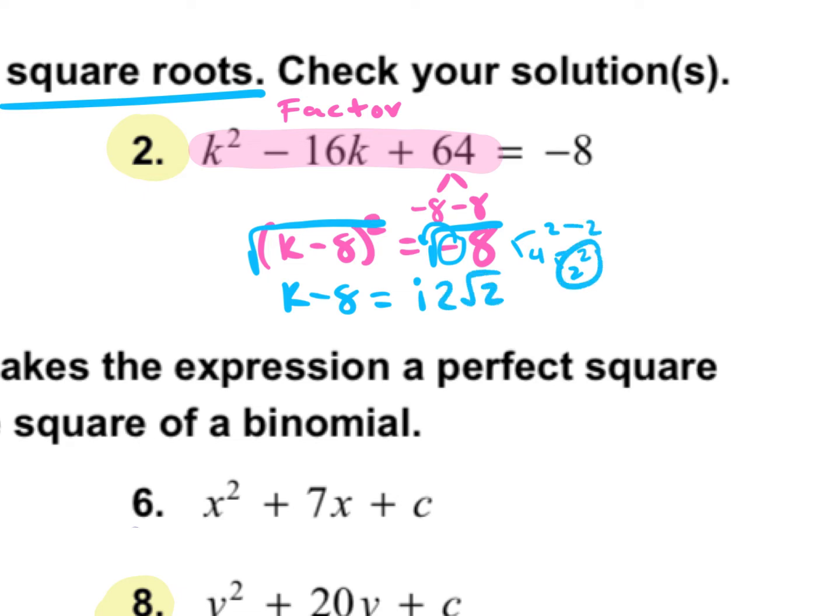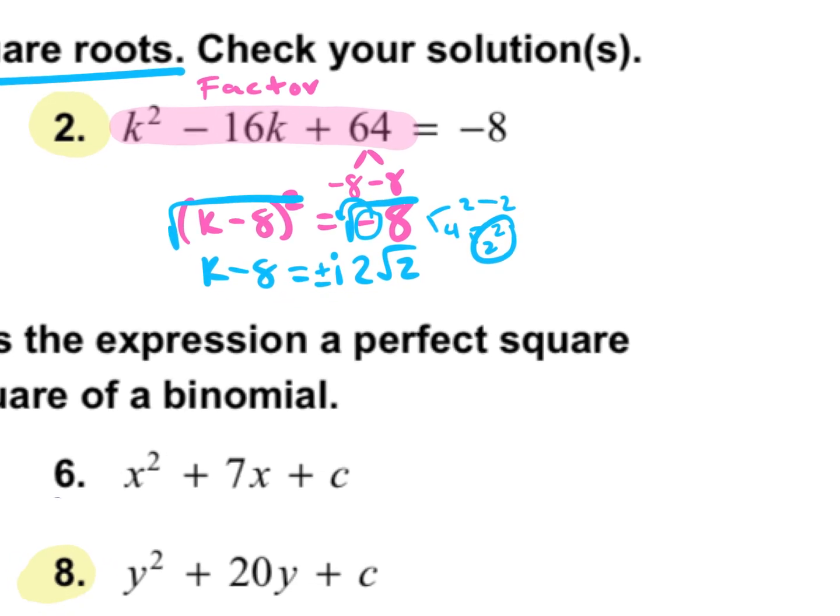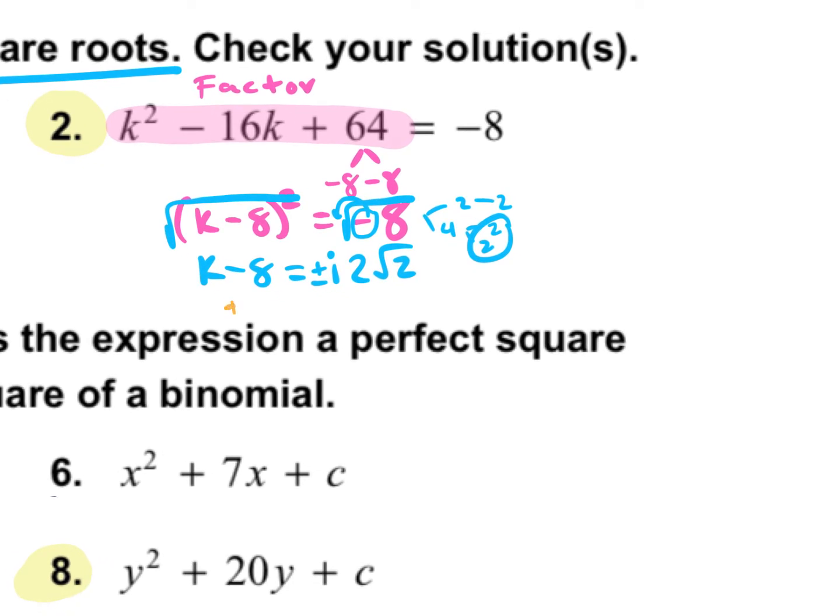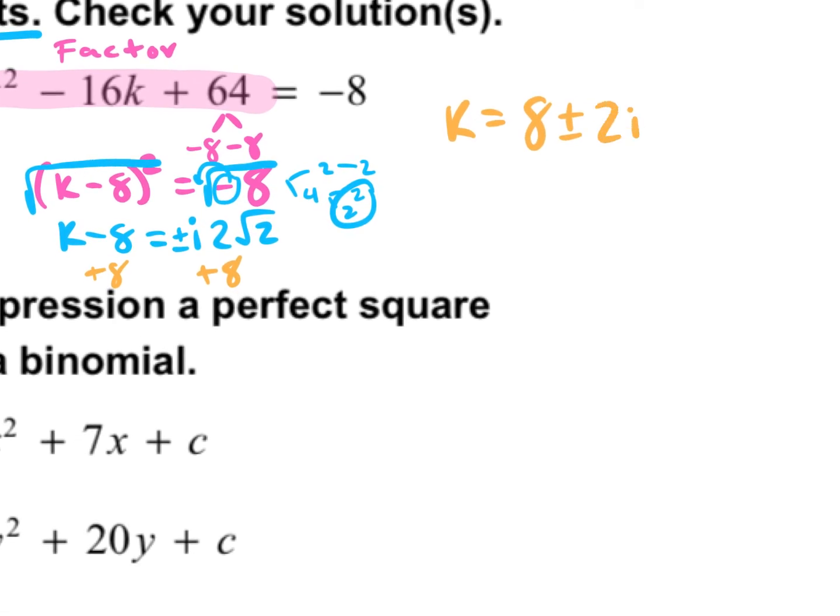2 square root 2. But what am I missing here? Plus or minus. Don't forget. And then what's the last step? Add 8. Can I combine 8 and 2i square root 2? No. Nope. So this would be k is equal to 8 plus or minus 2i square root 2.